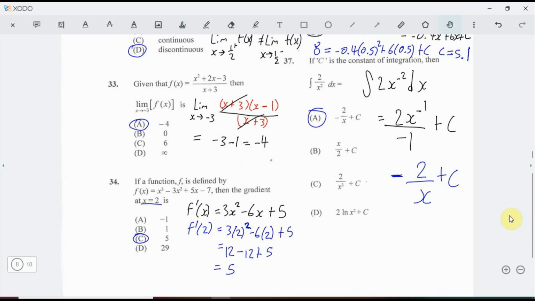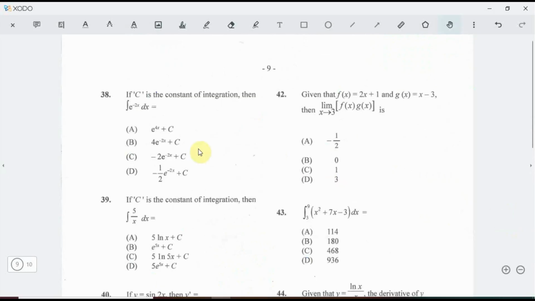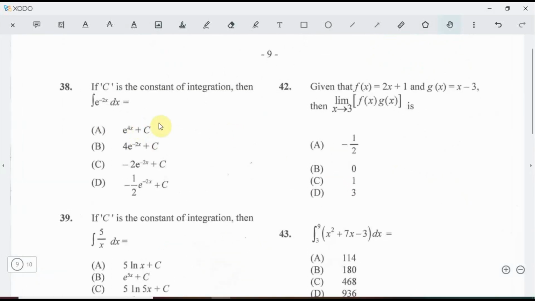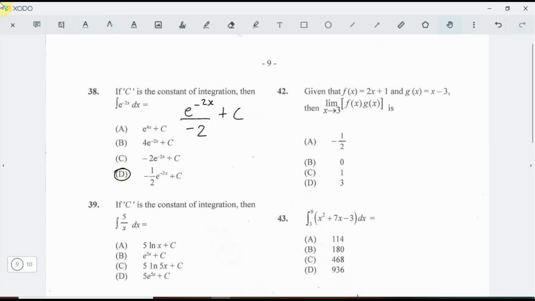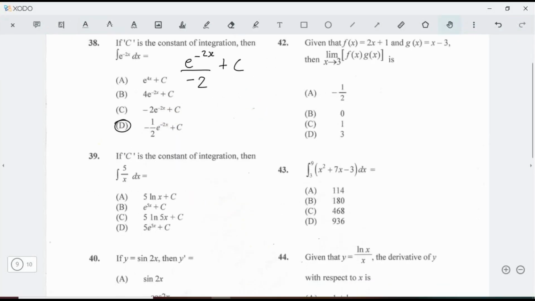All right, let's move on. Question 38. It says if c is a constant of integration, then the integral of e to the minus 2x dx is, so we need to work out this right here. When we integrate e to the minus 2x, all you do is divide by the derivative of the power. So that becomes e to the minus 2x divided by negative 2 plus c. That would be option D. Very easy question.